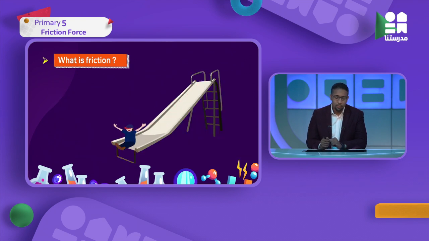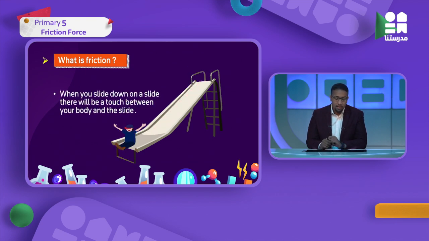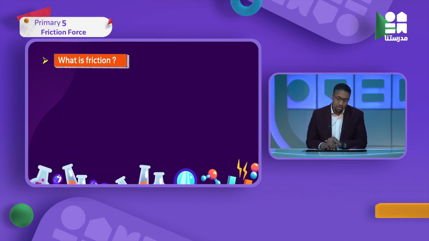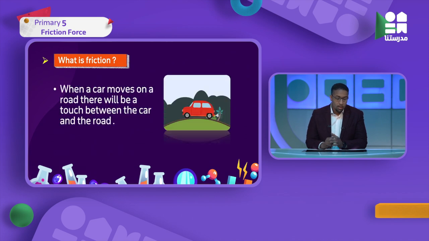Example of friction force: the friction force between your body and the slide. When you slide down on a slide, there will be a touch, like friction, between your body and the slide. Who can tell me the touch between your body and the slide, strong or weak? Of course it's weak. And if we add water to the slide, it will get even weaker. It will be very weak. And the friction will get weaker also.